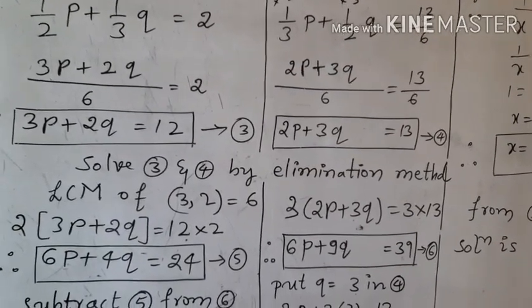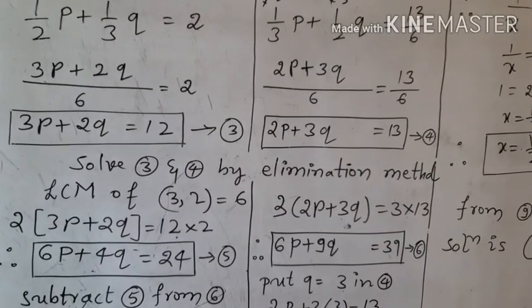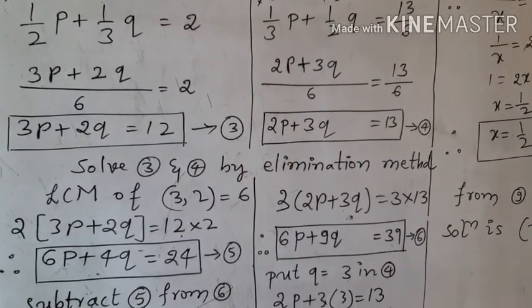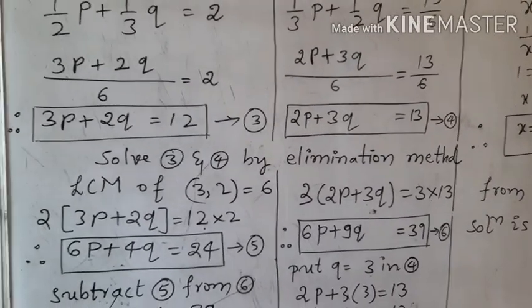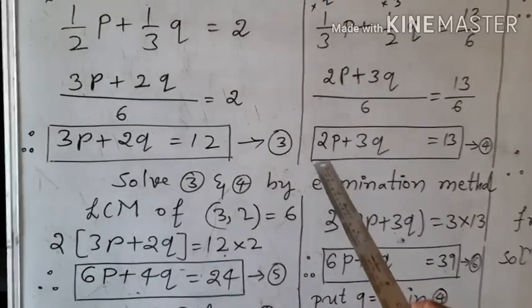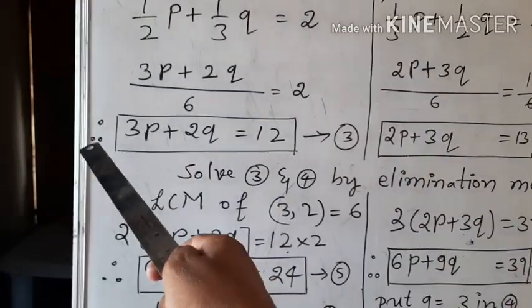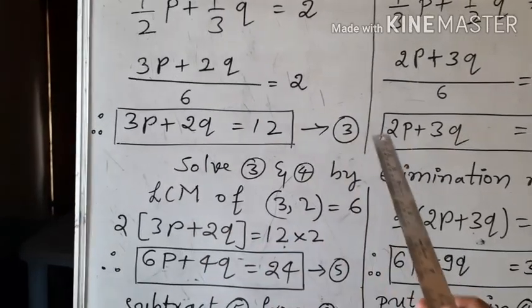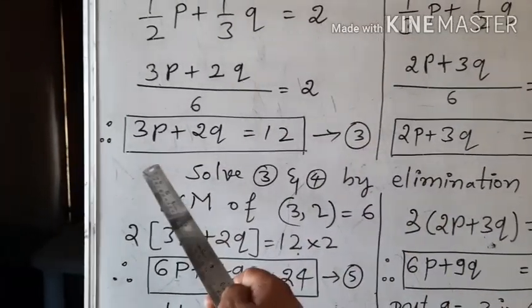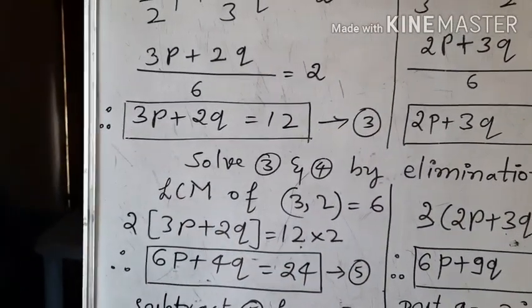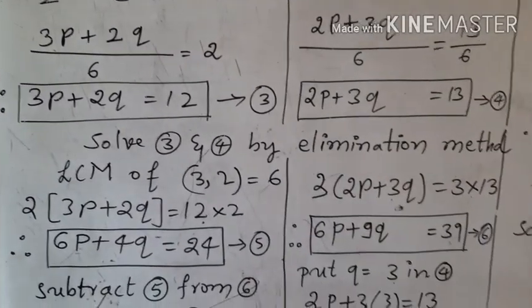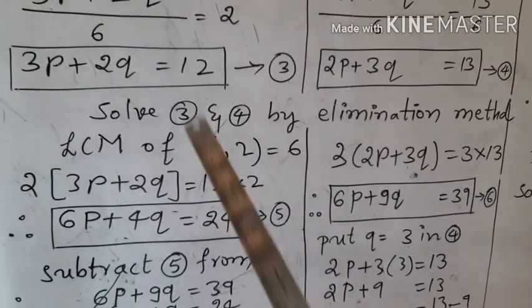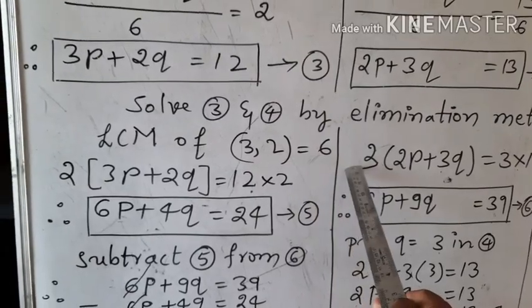But here I solve equation 3 and 4 by elimination method. Since the coefficients of p are not same. Here the coefficient of p is 2 and here the coefficient of p is 3. I would like to make the coefficients 2 and 3 same. Okay. So, I find the LCM of what? 3 and 2. It is 6.